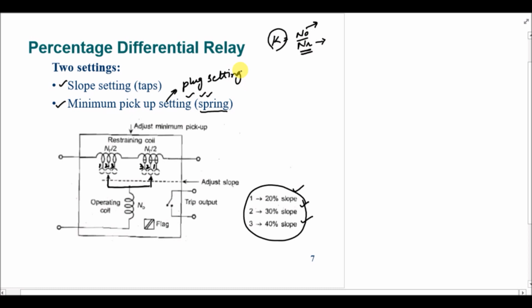So this was the brief explanation of the percentage differential relay that will be used for the transformer as well as for busbar, motor and generator. But there will be some specific changes in the percentage differential relay setting with respect to different equipment.